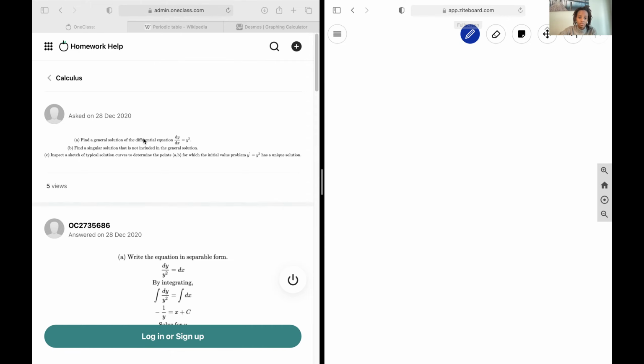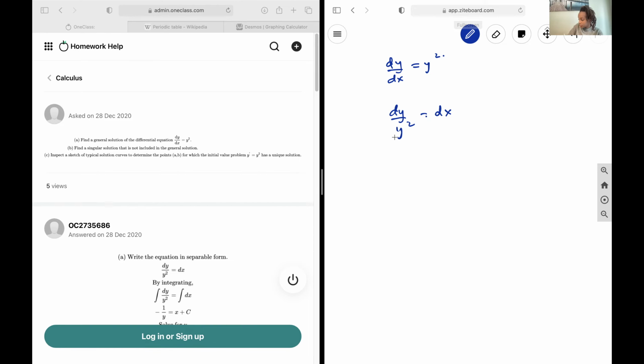Next up, I would like to find the general solution of the differential equation given, find a singular solution that is not included in the general solution, and inspect a sketch of typical solution curves to determine a, b for which the initial value problem y prime is equal to y squared has a unique solution. First, if we have dy over dx is equal to y squared, let's bring all of our y terms to one side and all of our x terms to the other side. So this becomes dy over y squared is equal to dx.